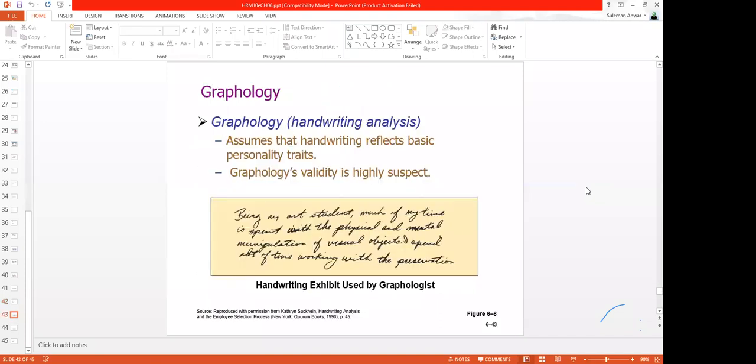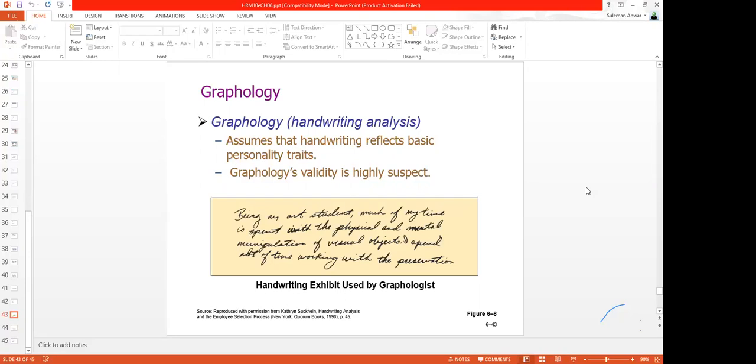Another very interesting test is known as graphology. Graphology is basically handwriting analysis. For example, you will be asked to write certain statements. A very famous statement is, a quick brown fox jumps over the lazy dog. If you write this particular statement, you are actually writing all the letters of the alphabet.